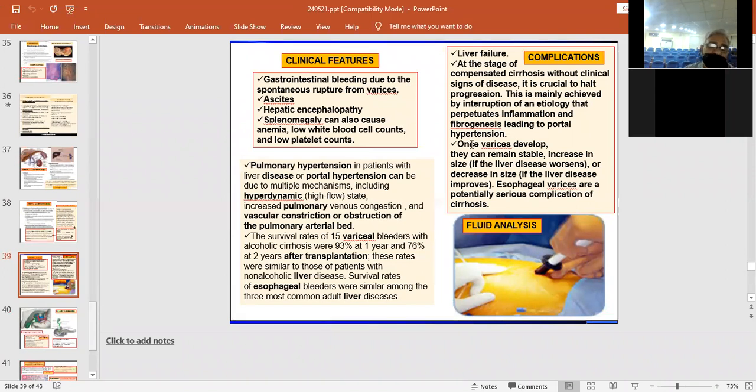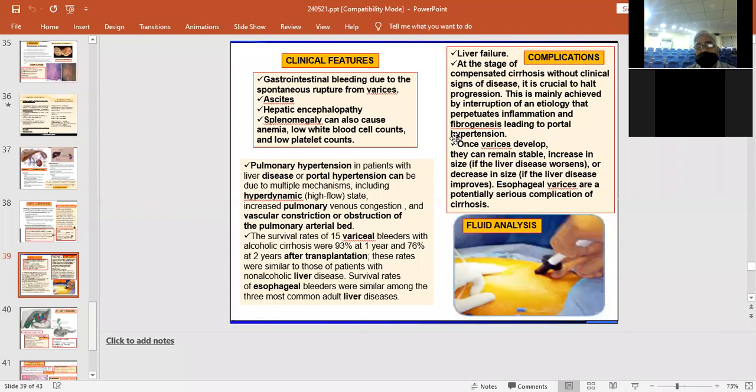Sometimes the question is asked: if a person has esophageal varices that are bleeding, will this bleeding keep on increasing, will it decrease, or can it be managed? These are the questions usually asked by the patient to the doctor. Naturally, if the cause is removed, the varices can be managed and the bleeding can be made stable.